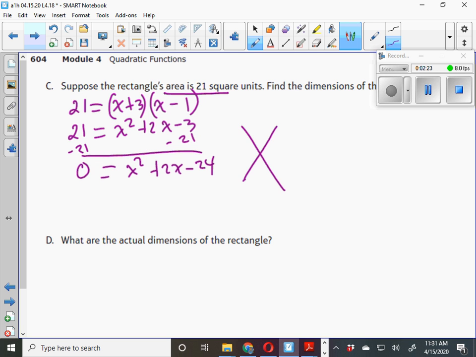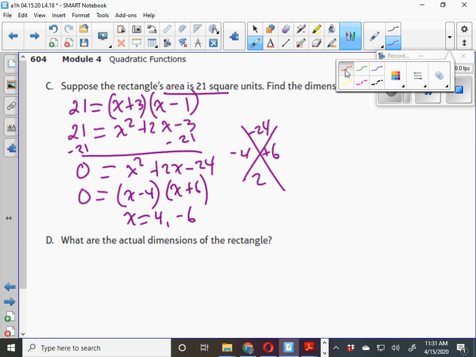Now we're looking at factors of negative 24 that add up to 2. Well, 4 and 6 are two reasonable numbers, where the larger one has to be positive, the smaller one then is negative. So 0 is equal to x minus 4, x plus 6. In this case, we know then that x is equal to 4 and negative 6.